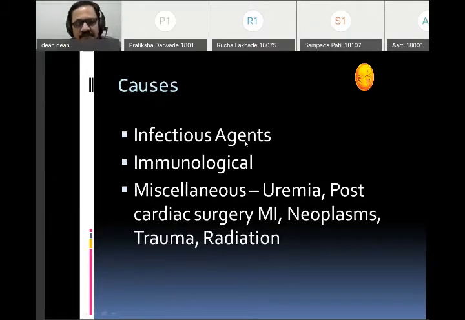First are the infectious agents. They may be bacteria like streptococcus and staphylococcus. Viruses are very common causes of pericarditis; among them, Coxsackie virus is very commonly seen. Then it is also caused by fungus, as well as by parasites. So this is the first cause of pericarditis.